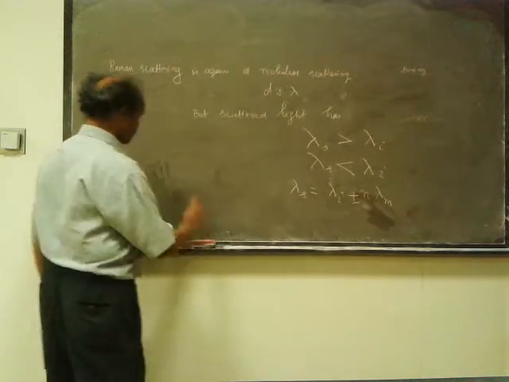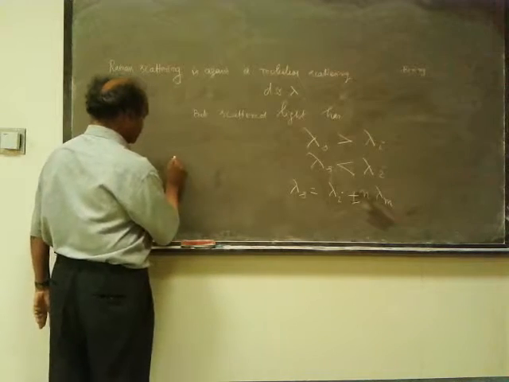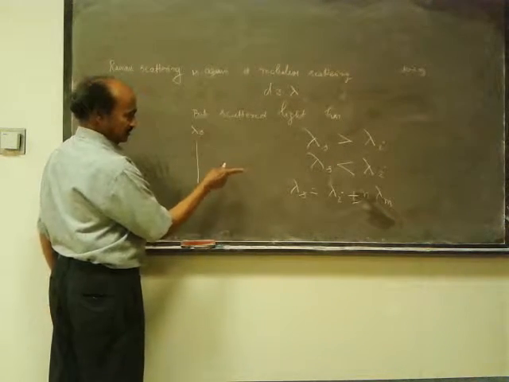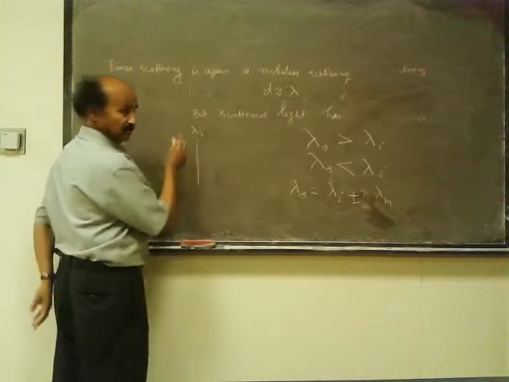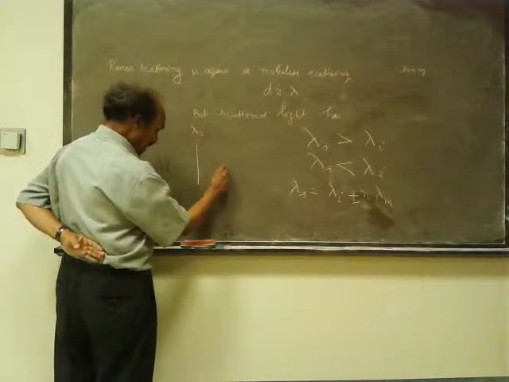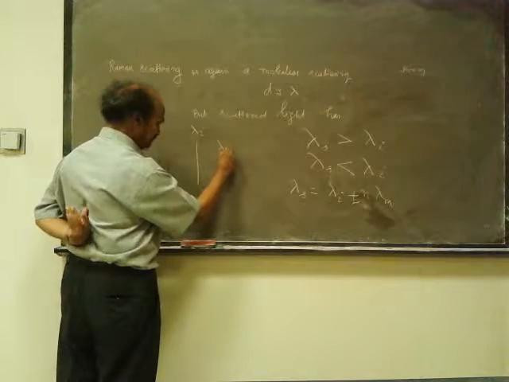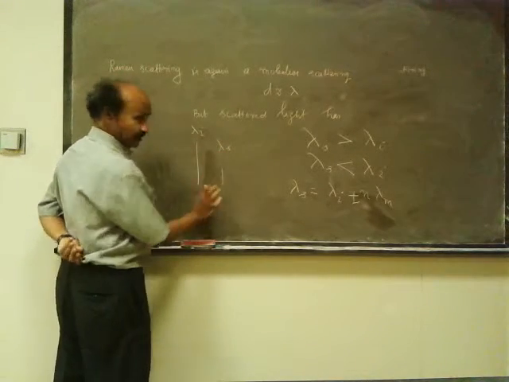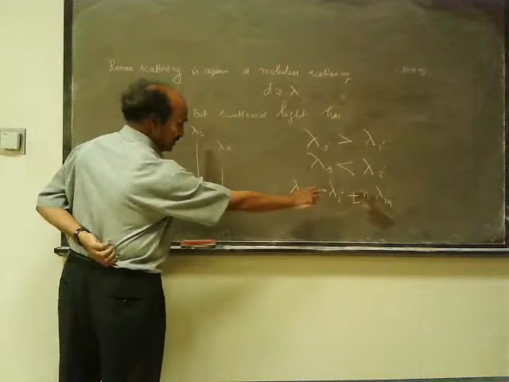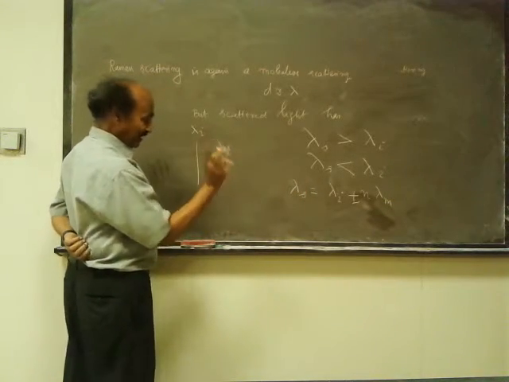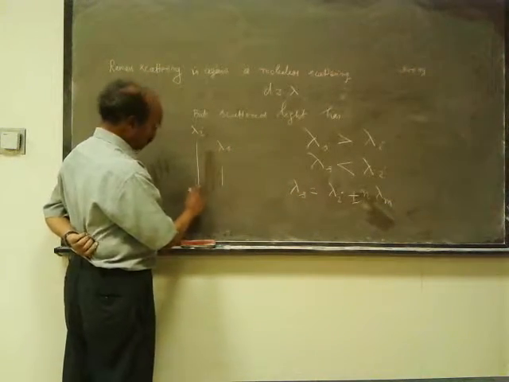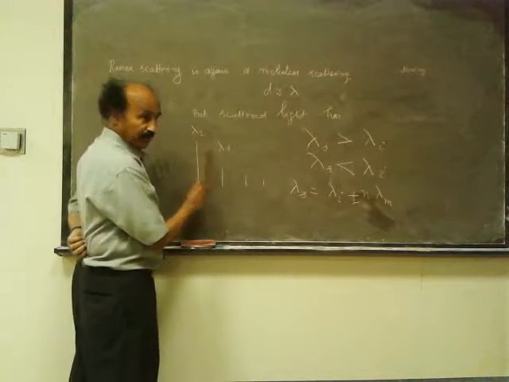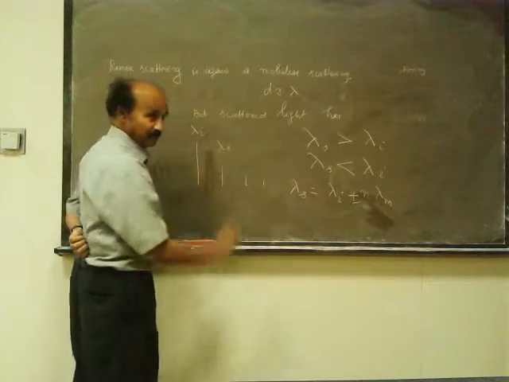What I mean is, look at this one. I just send the light here. This is the lambda of incident light. Then I get another light which is lambda of scattered light. Like this, there is a gap. Since I put n, it can be 0, 1, 2, 3. There is an integral step.